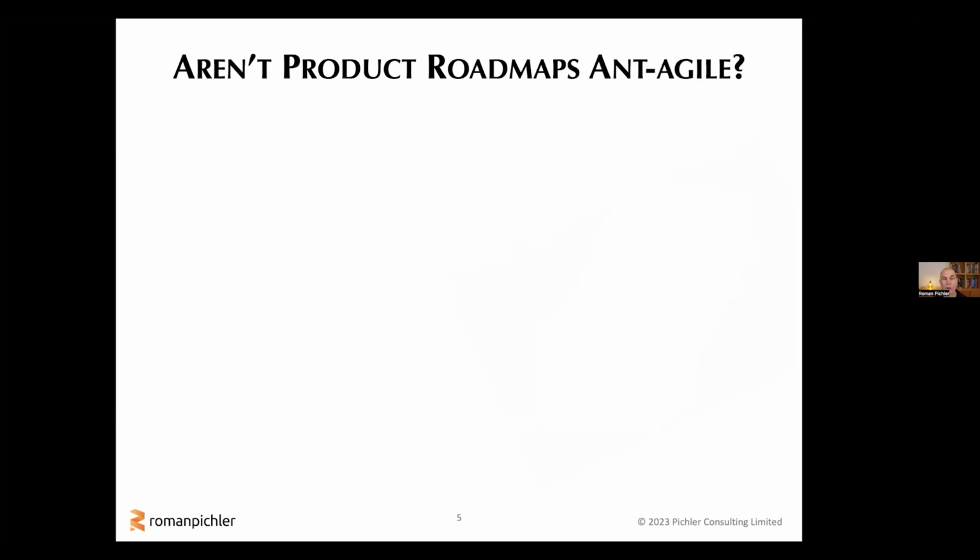However, it's not uncommon for people to say to me, hold on, Roman, aren't product roadmaps old school? Aren't they waterfall-based plans? And aren't they anti-agile? And like with any tool, in my mind, it very much depends on how we use this tool, how we use a product roadmap. Now, traditionally, a product roadmap is a list of features, a list of pieces of functionality that are mapped onto a timeline.